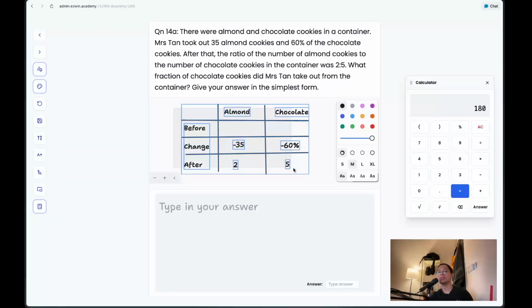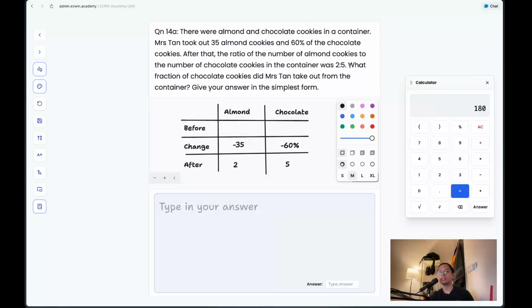Okay, so for this kind of question, when you have a before, which in this case is almond and chocolate cookies in a container, what has changed? And then there is the after, which became a ratio of 2:5. I will draw a table that looks something like this, even though part A is a pretty straightforward question.